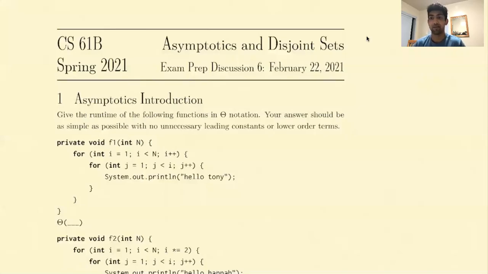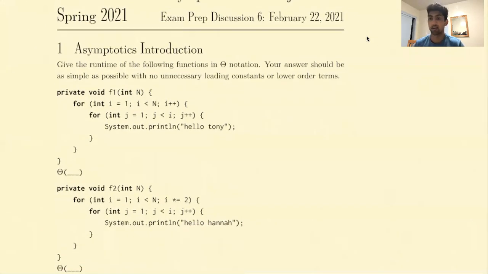Hello, this is going to be a video walkthrough on problem 1 on CS61B Spring 2021 exam prep discussion number 6. So this question, we'll be talking about asymptotics, and I made a quick asymptotics introduction video earlier talking about notation. So if you guys are a little bit iffy about notation, I recommend watching that video before diving into this question.